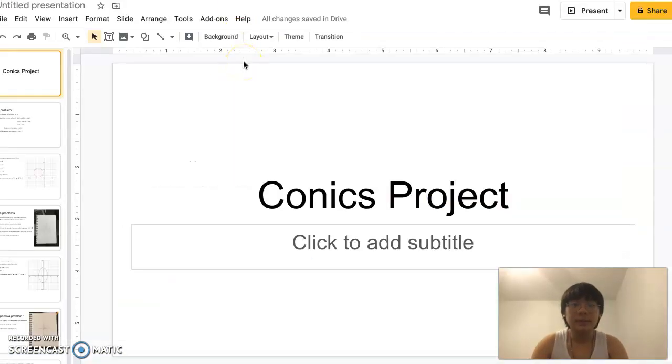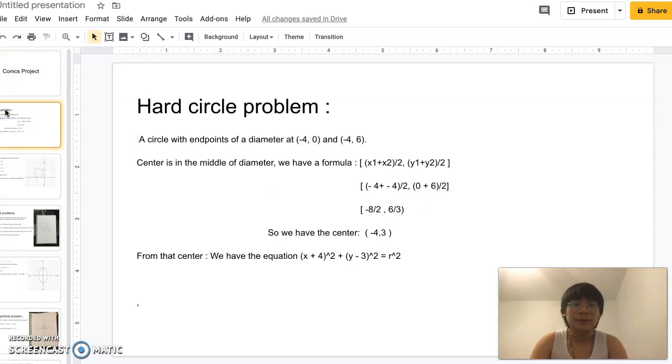Hi, today I'm gonna present the conics project of Algebra 2. So here, first we will start with the hard circle problem.